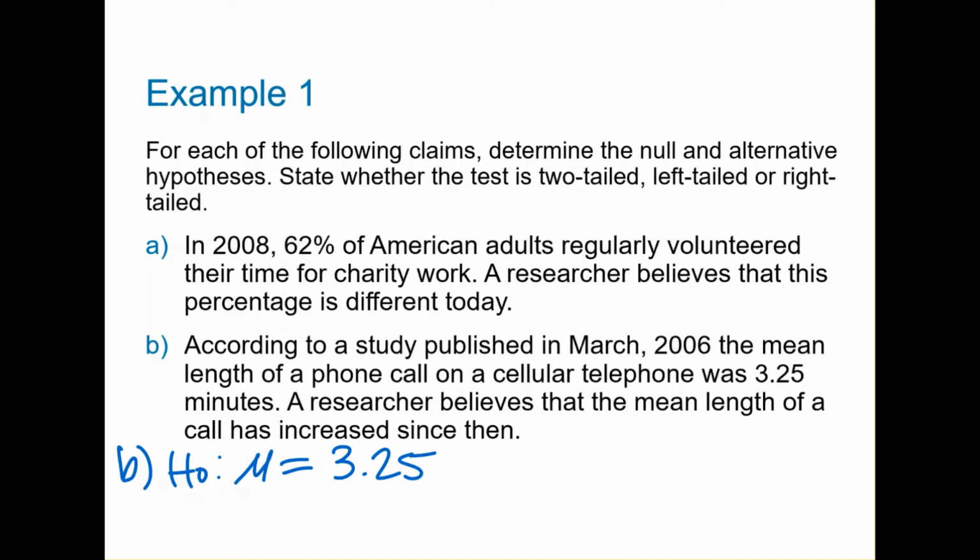Now let's write the alternative hypothesis. The parameter is mu, so we will also use mu for H1. The researcher believes that the mean length of a phone call has increased since then, so we will use mu greater than. And we will use the same value, which is 3.25. Because the alternative hypothesis is greater than, this is a right-tailed test.